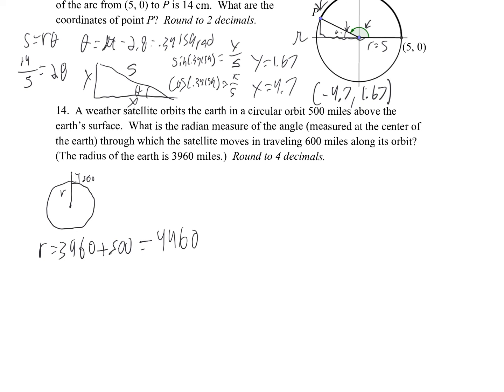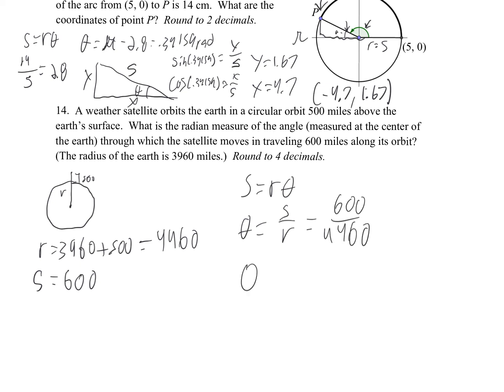And then it tells us that we traveled a distance of 600 miles. So that distance traveled will be our arc length. So we'll say S equals 600. We can use S equals r theta to solve for theta. So theta equals S over r, which is equal to 600 over 4,460, which will result in a theta of 0.1345.